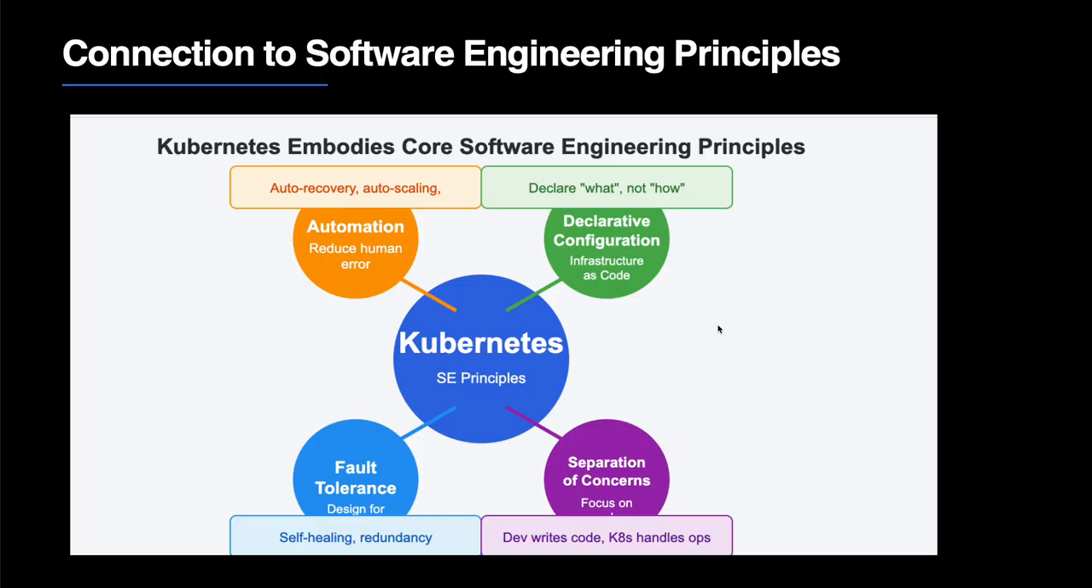And finally, separation of concerns. Developers focus on writing code and Kubernetes handles the operations. So your developers don't have to take care of infrastructure management or any other problems dealing with the platform. They can focus completely on writing code.